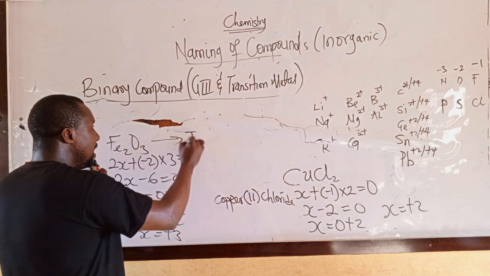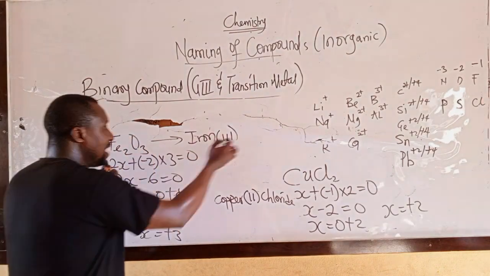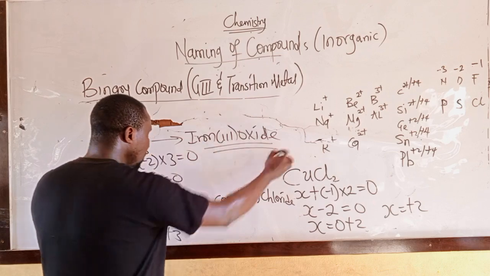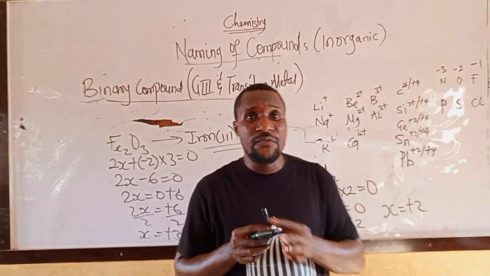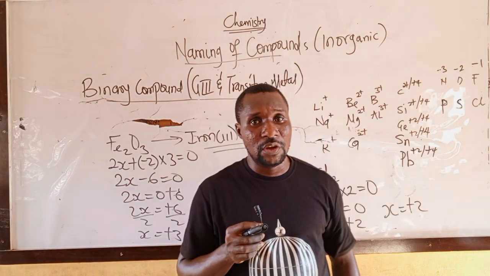Therefore, iron(III). Oxygen is the last element. We will carry -IDE. Iron(III) what? Oxide. Take note of that. That is how to write the chemical formula and to name transition metal compounds.